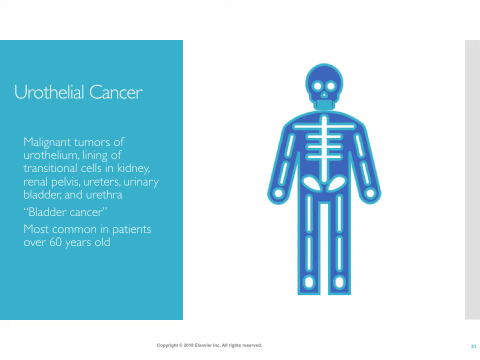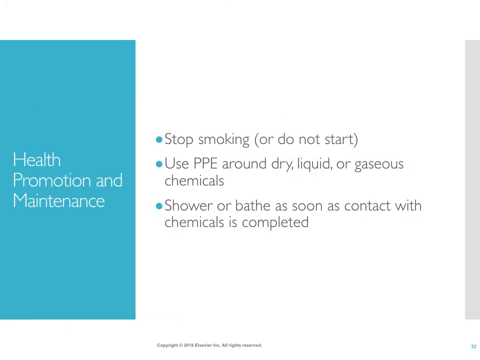And we usually see this as bladder cancer. It's most common in patients over the age of 60. Some of the things that seem to be associated with it is smoking. So if you are smoking, stop it. We already know that it causes lung cancer and COPD. Well, it also affects your urinary system. So stop smoking or don't start in the first place.